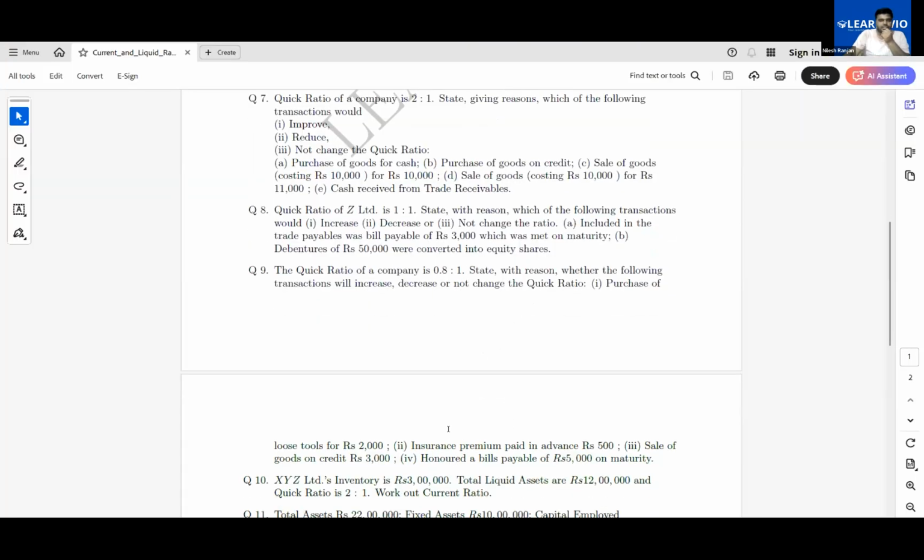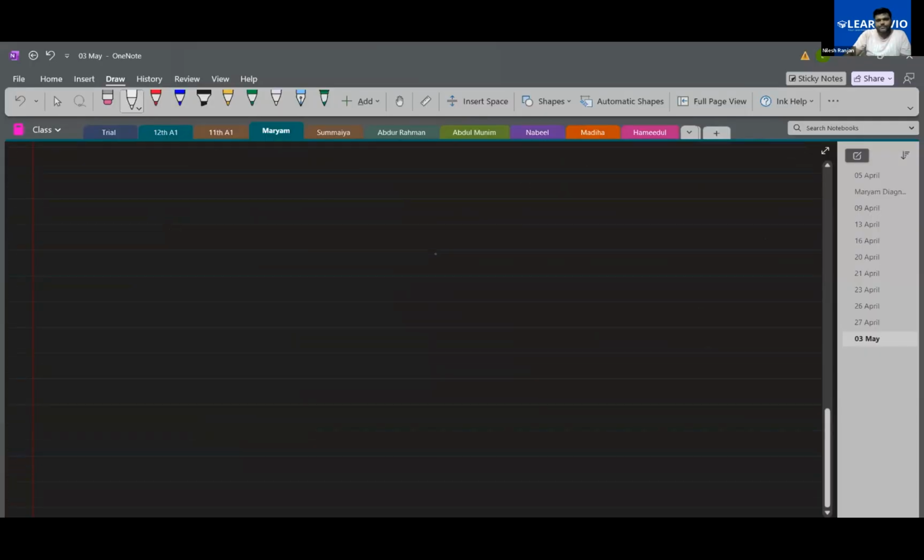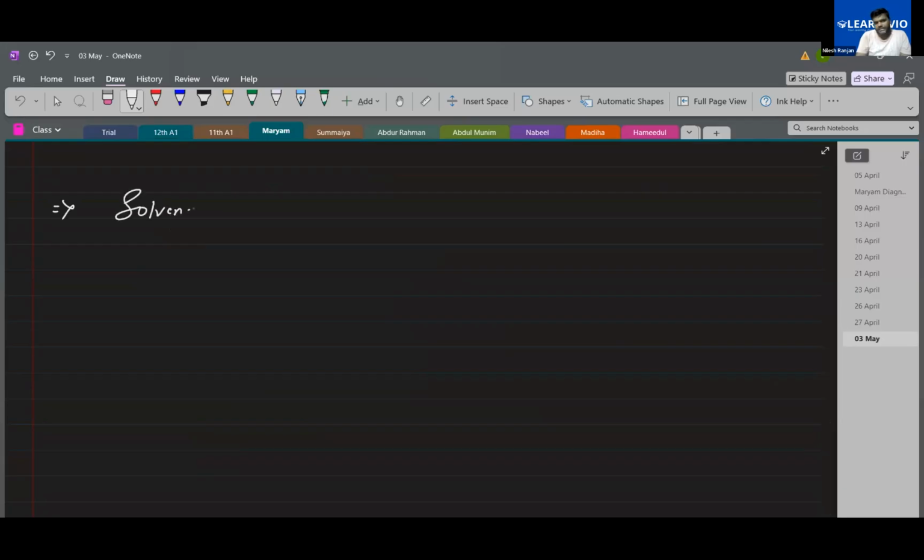The last one. Any other doubt you have in this? No? Okay, then today we'll discuss solvency ratio. If you have studied this, can you tell me the names of all the ratios that we discuss in solvency ratio?